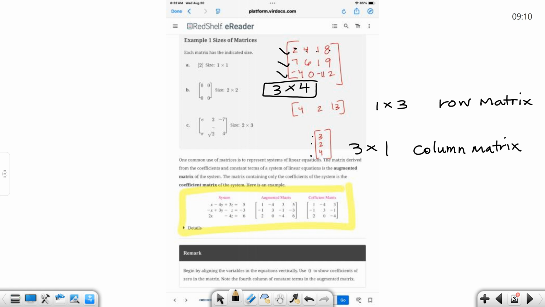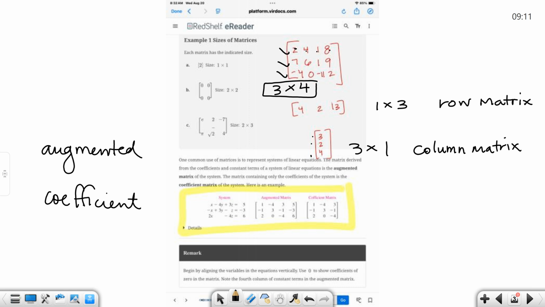At the bottom of that sheet, it talks about the difference between an augmented matrix and a coefficient matrix. Now, sometimes that's a short answer question that I'll ask you on a test. And the difference is an augmented matrix has the constants, and a coefficient matrix has only the coefficients.